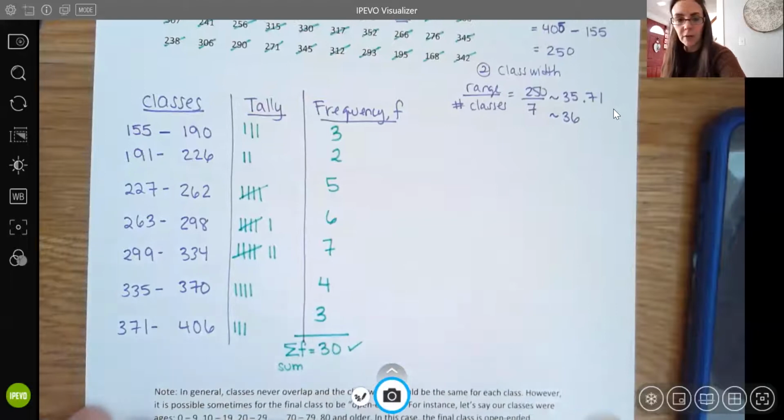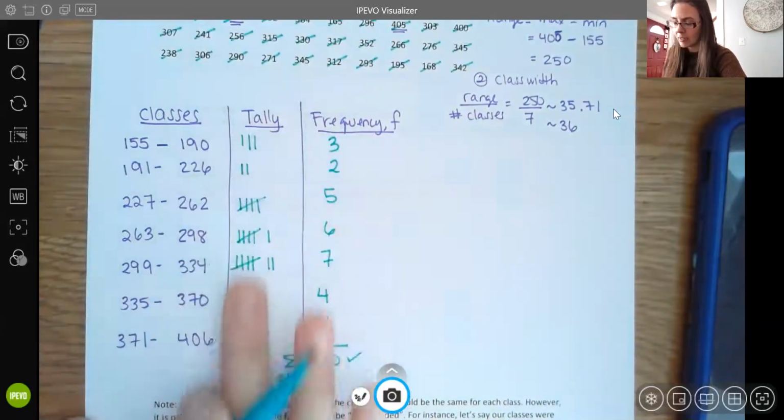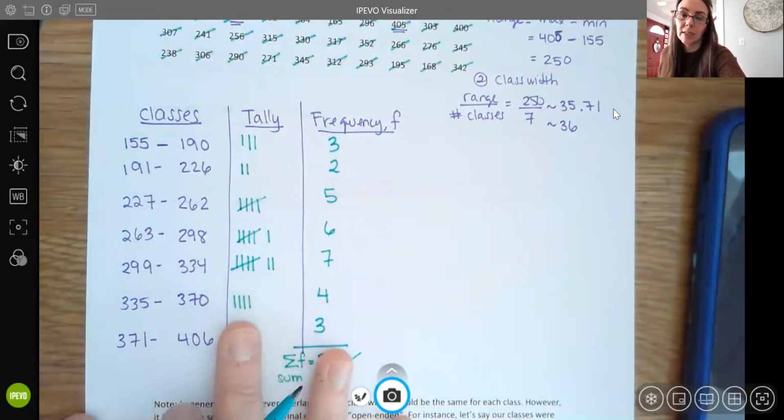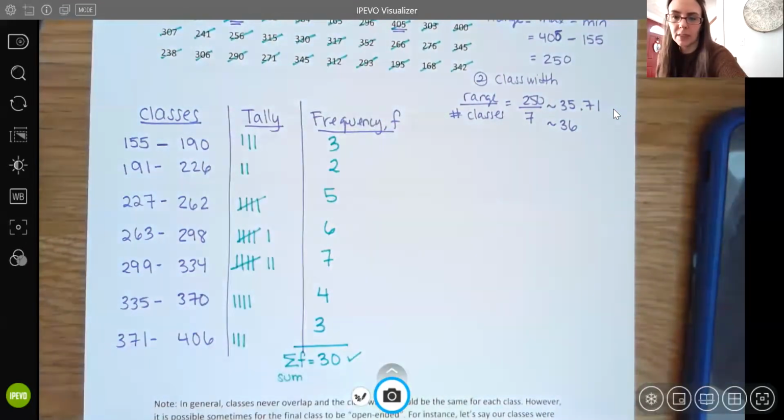Now, technically in our frequency table, if you were doing a final result or a project, you don't really need the tally in there. You should show it for your work. But if I was going to submit a presentation, I would just have my classes and my frequency like I did in my previous example.